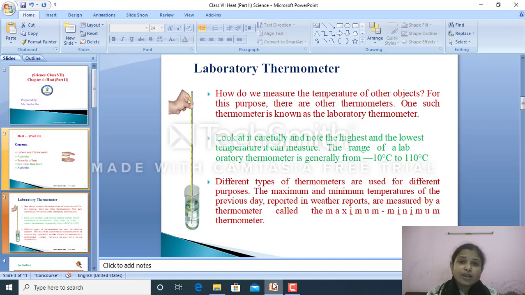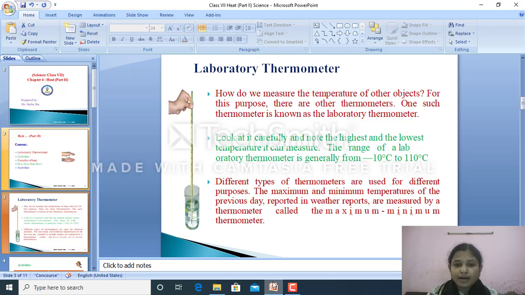Why? Because if you use the clinical thermometer to check the temperature of boiled water, you will observe that it will blast, because its range is only till 42. After 42 it cannot check the temperature, and the temperature of boiling water is 100 degrees Celsius, so hence we cannot use it. So for those purposes we use the laboratory thermometer.